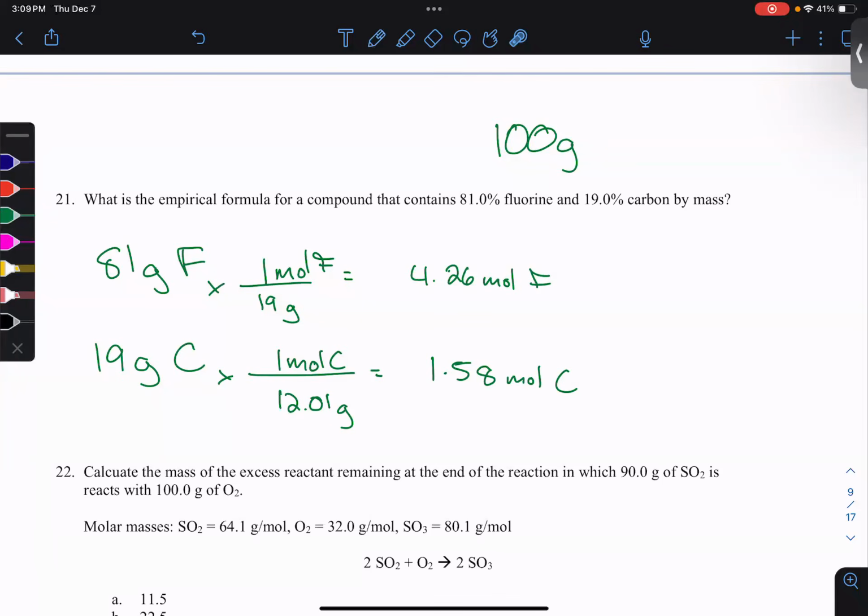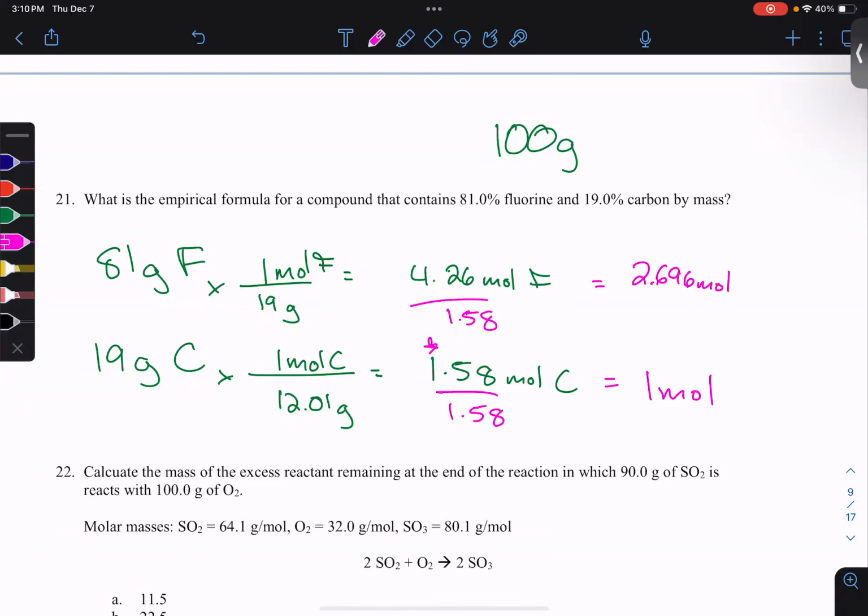So does that mean my mole ratio is 4 to 2? Should I just round these numbers? No, what do I do? Divide by the smallest one, in that case the 1.58. When I divide by 1.58, it ensures that the mole ratio for carbon is 1. So for every 1 mole of carbon, I have 2.696 moles of fluorine. So now I round, right? It's a 1 to 3 ratio, 1 carbon, 3 fluorines. No, you don't round. What do you do?